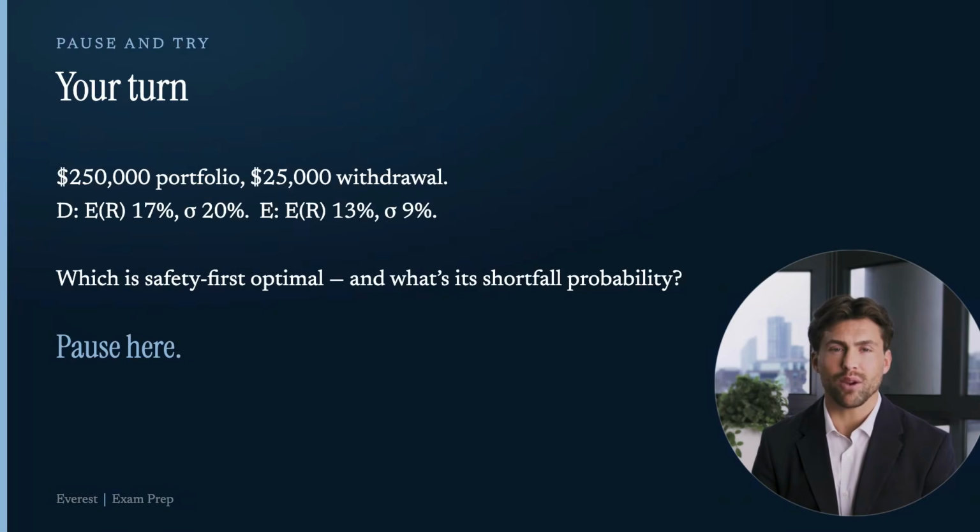Now pause the video and try one. A client has a $250,000 portfolio and wants to withdraw $25,000 at year-end without invading principal. Allocation D has an expected return of 17% and a standard deviation of 20%. Allocation E has an expected return of 13% and a standard deviation of 9%. Which one is safety first optimal, and what's its probability of falling short?